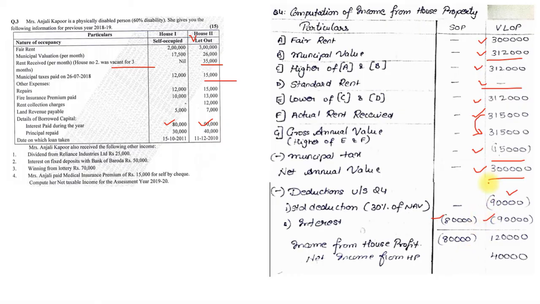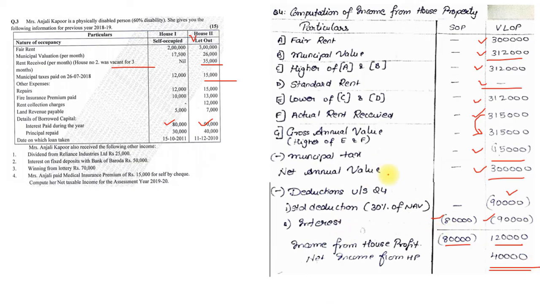We subtract it, we get the value as negative 80,000 for SOP and 3 lakh minus 1 lakh 80, 1 lakh 20 positive. So my net income from house property is 1 lakh 20 minus 80,000, which is 40,000. Okay, that is the first part. 40,000, that's the first part.